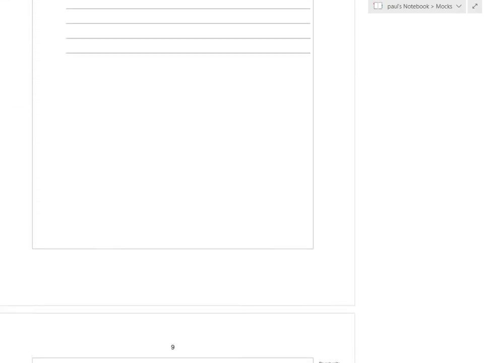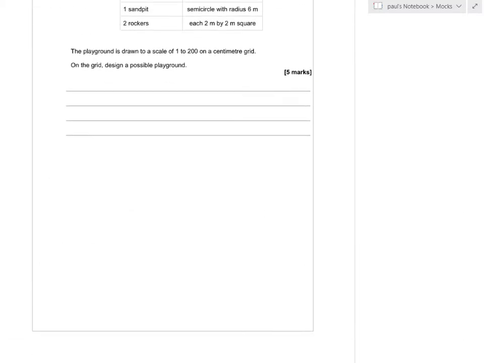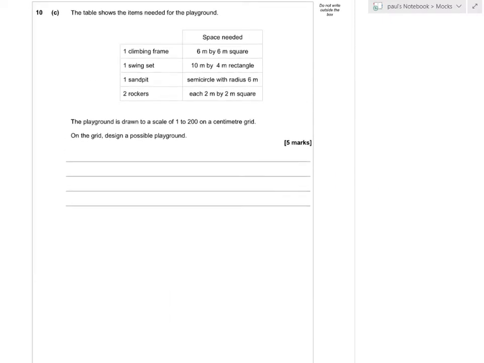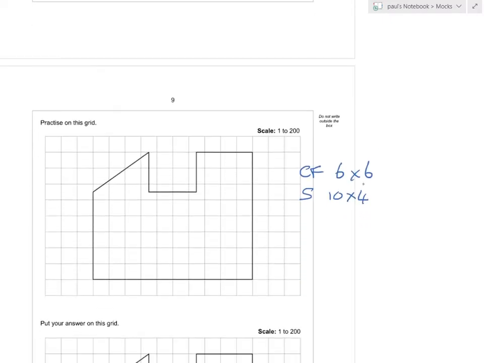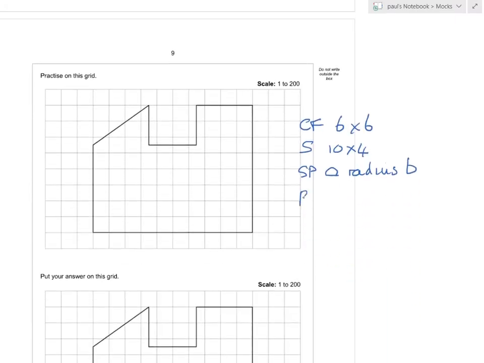So the climbing frame is 6 by 6 meters, so I'm going to write everything down. The swing is 10 by 4. The sand pit is a semicircle with a radius of 6. Well, this looks quite complicated. 2 rockers, 2 by 2 meters.